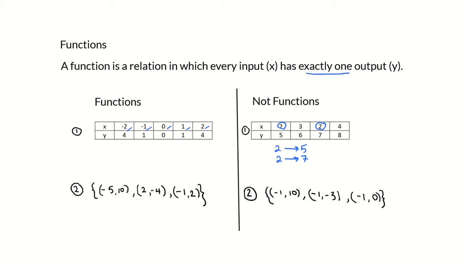Second example of a function, we'll look at the x values. The x values here are -5, 2, and -1 in this collection of points. So there are no repeated x values. In the second example that is not a function, the x values are -1, -1, and -1 with different y values. Since they're repeated x values with different y values, this is not a function.